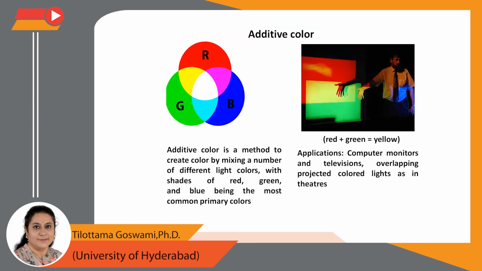Additive color systems start with darkness and are a method to create color by mixing a number of different light colors, with shades of red, green and blue being the most common primary colors. The light sources of various wavelengths are added in various proportions to produce a range of colors. For example, the applications are computer monitors, televisions, and projected color lights as in theaters. Here you will see this is red, this is green. It adds red plus green to show a yellow color. Such applications are seen in theaters.